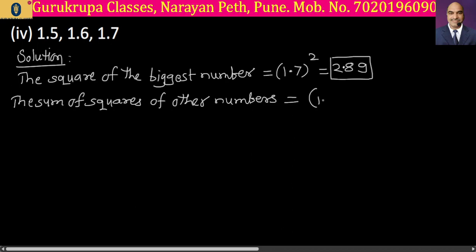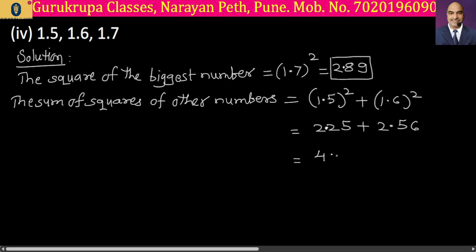The other numbers are 1.5, the first number, so 1.5 square, and the second number 1.6, so 1.6 square. 225 is the square of 15, so 1.5 square is 2.25, plus 1.6 square. What is the square of 1.6? 256, so 2.56 we get here. If we sum this up, we get 4.81.